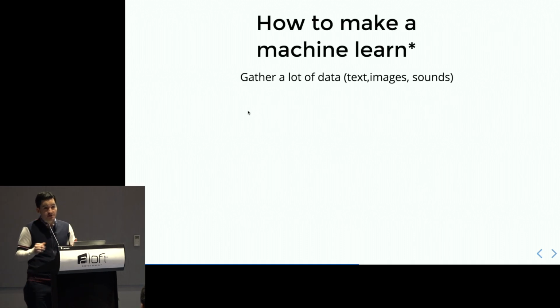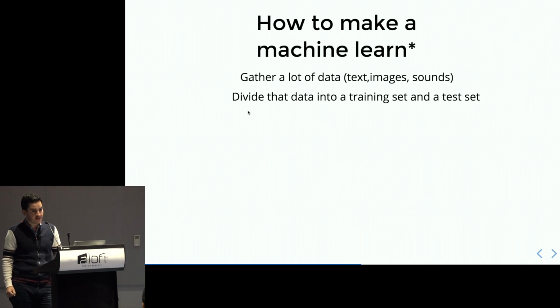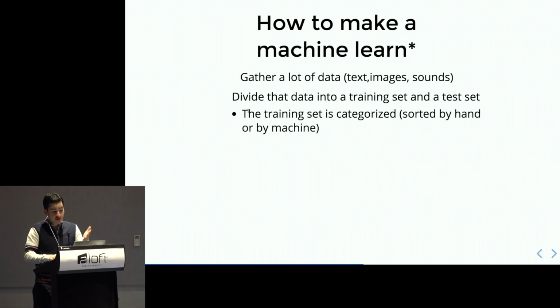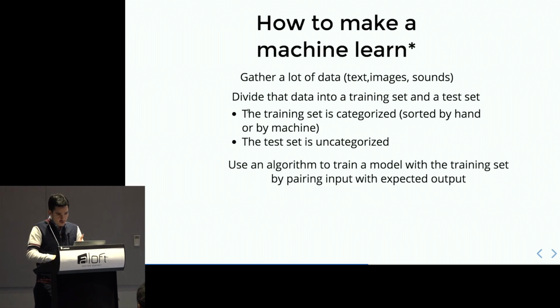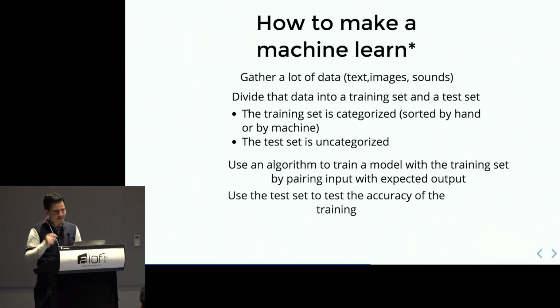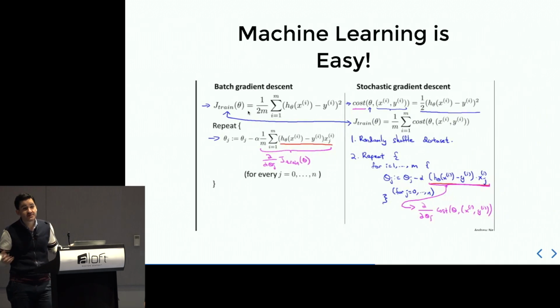So how to make a machine learn? Like I said before, you gather a lot of data. We're going to divide the data in two. We're going to call that the training set and the test set. We're going to categorize the training set. We're going to not, of course, categorize the test set so that we can actually determine whether our algorithm was successful at it. And then we're going to use an algorithm to train a model with the training set by pairing input with expected output. And we'll take a look at a specific example of that later on. So we use the test set to test the accuracy of the training and then potentially improve on it. All right, so as you can see, it's very easy.